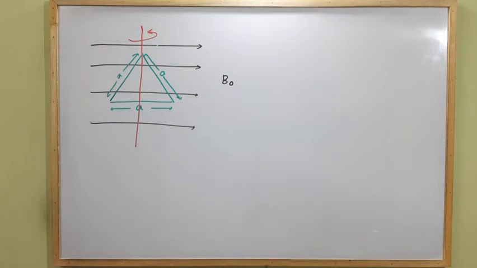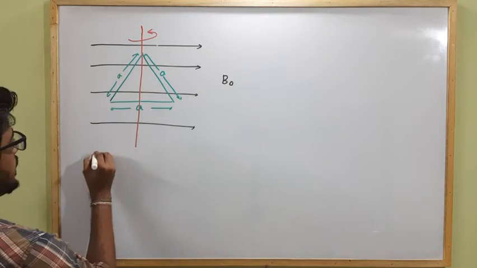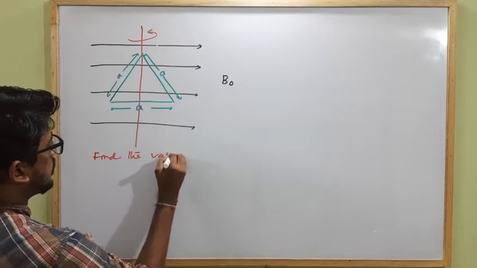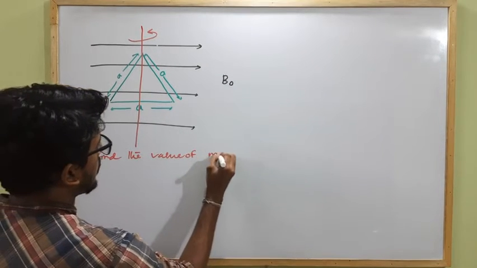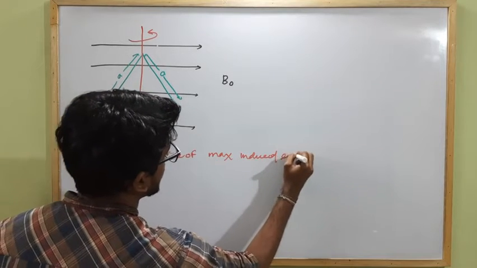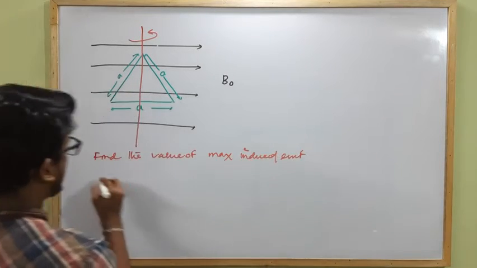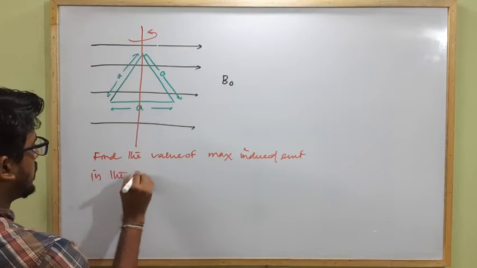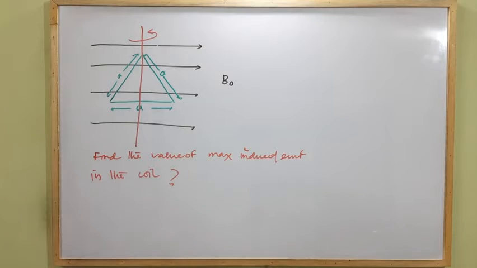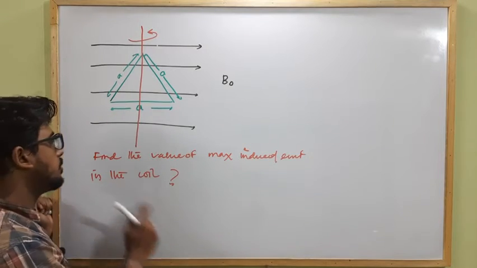Like this, anti-clockwise. So find the value of maximum induced EMF in the coil. Clear? So what is the value of maximum induced EMF in the coil?